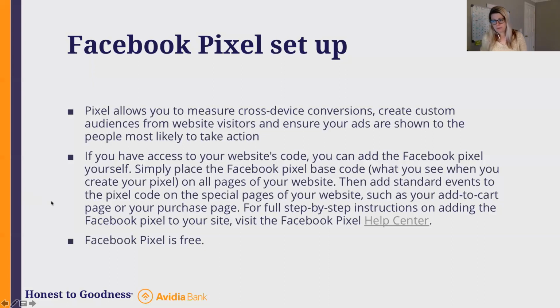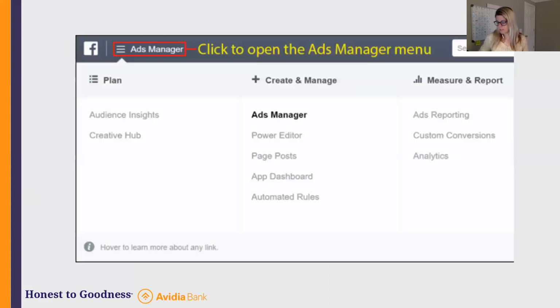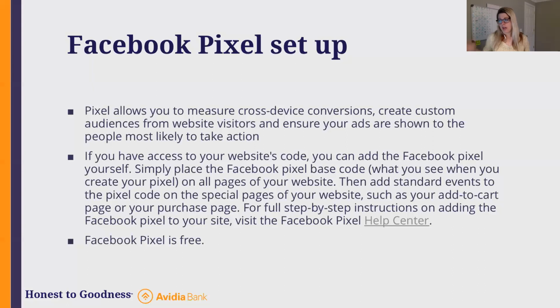So Facebook Pixel is free. You can go right into the Facebook Pixel Help Center, and they have step-by-step directions on how to put it onto your website. Basically, like I said, it's a small piece of code that you put on your website, and you label different pieces of it. If you have a web developer, you can get the code and send it over to them. But it's fairly easy to put in, and they'll tell you right here in this help center how to get to it.